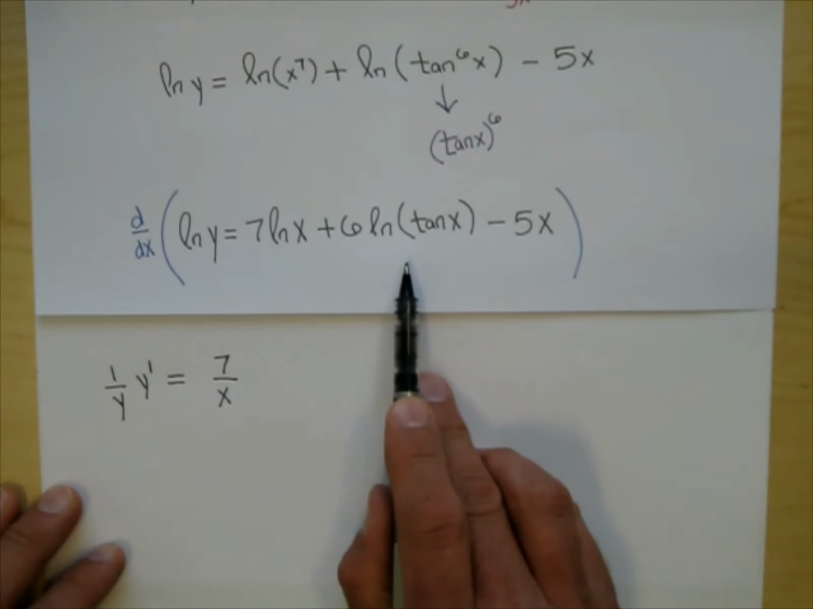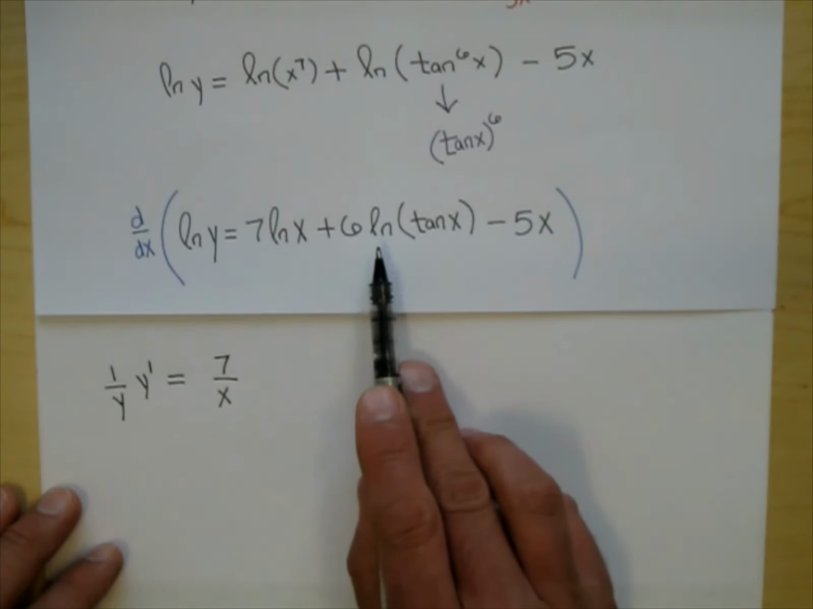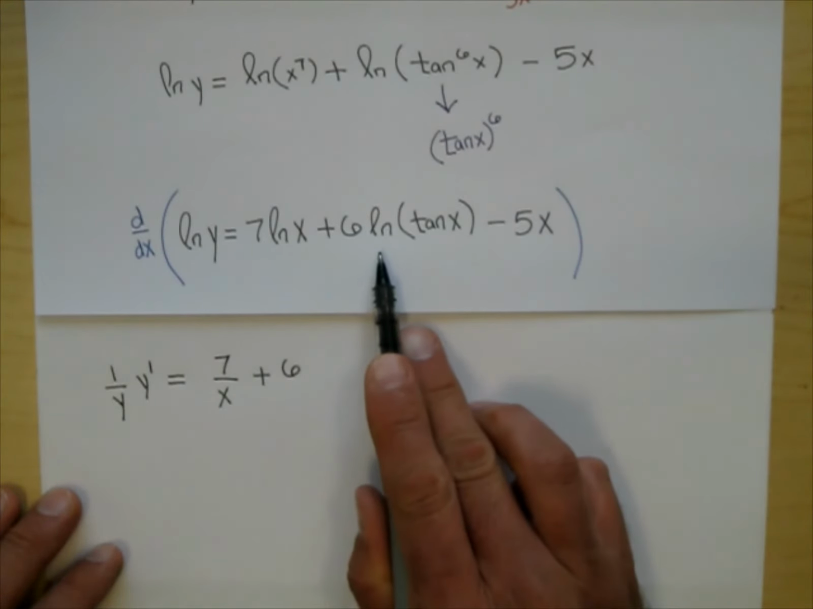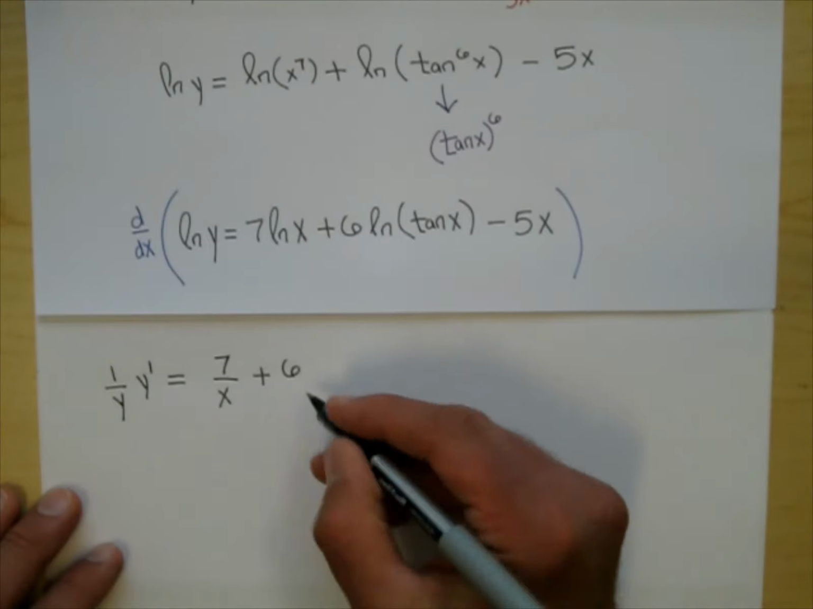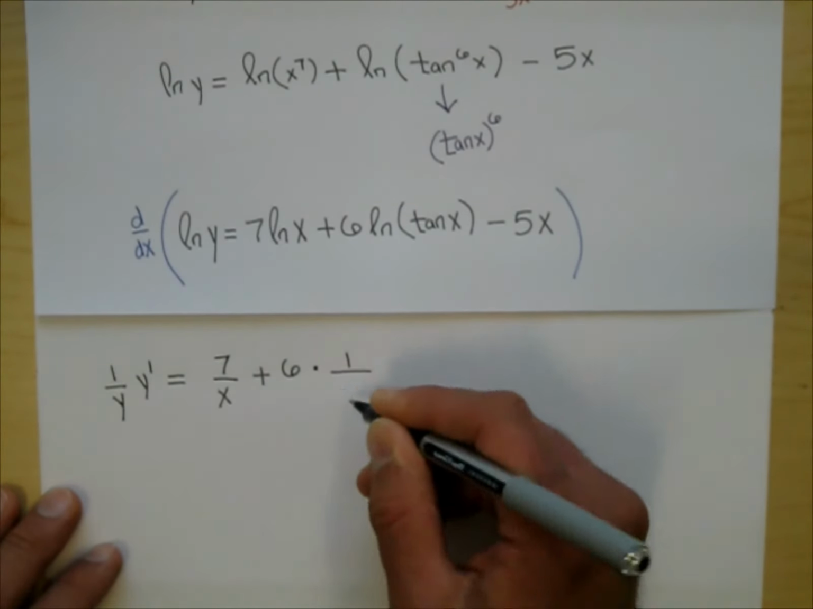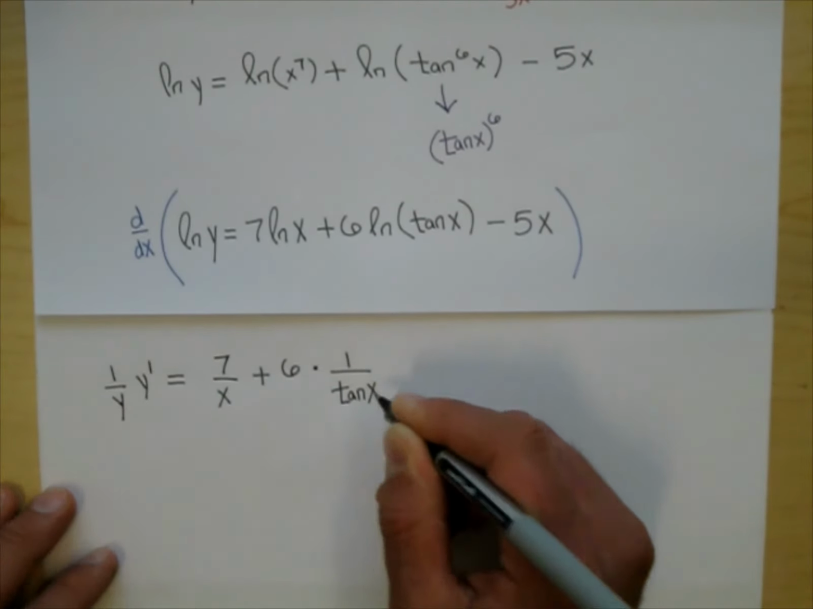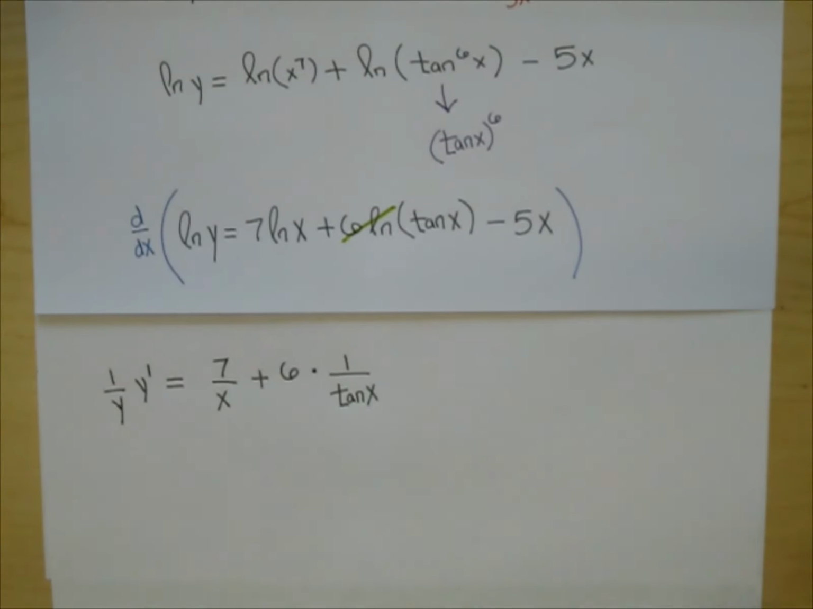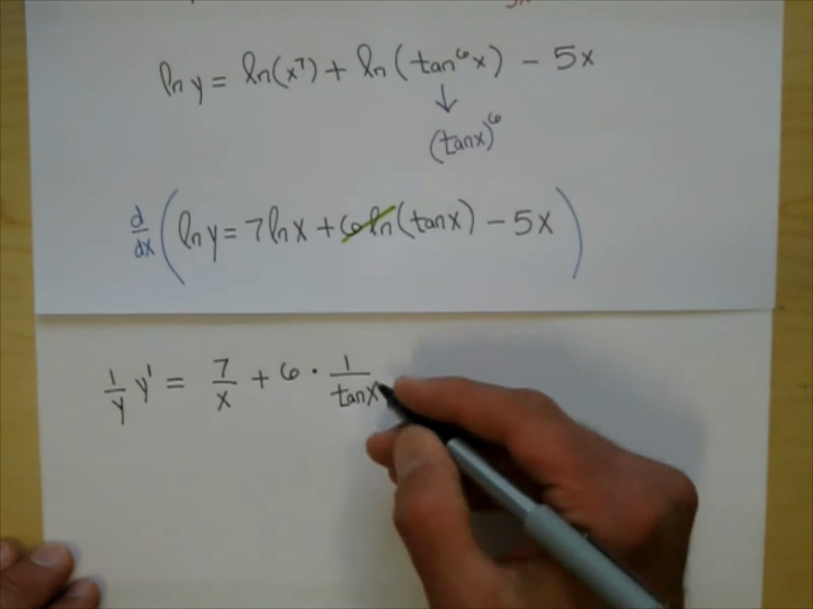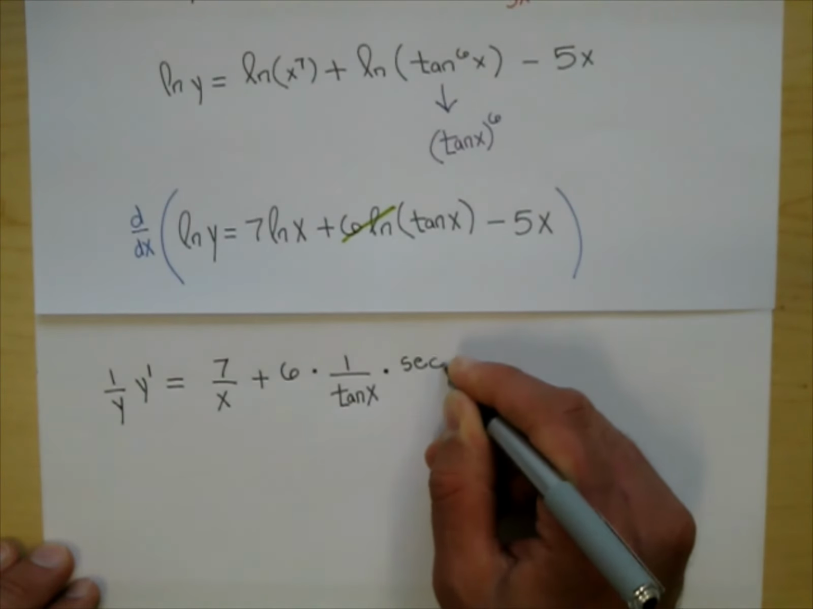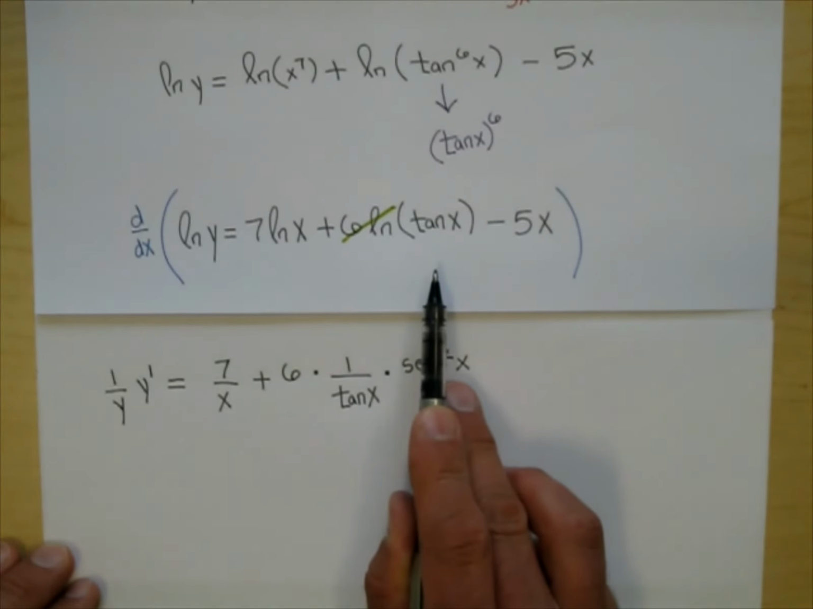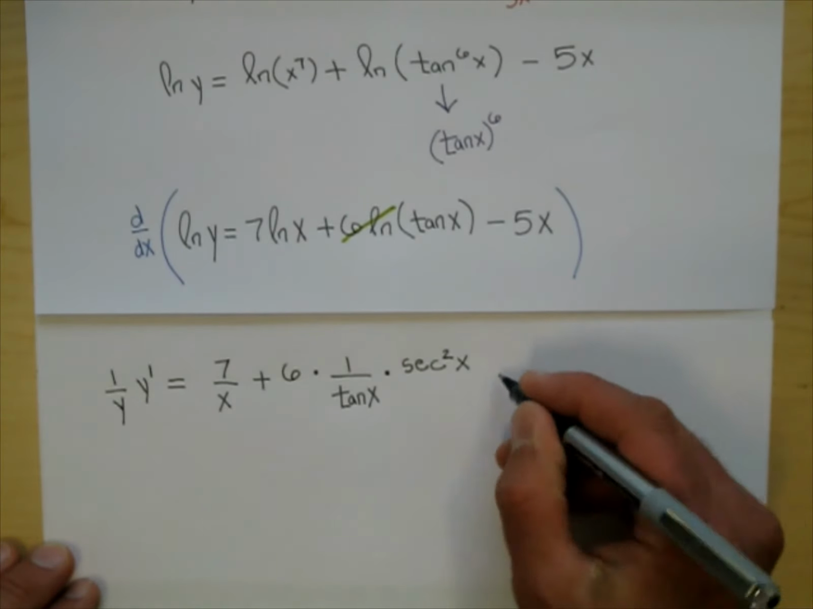This one's going to be the tough one right here. So this is 6 times the ln of something. So the derivative of 6 times the ln of something, I'm going to put the plus 6. Derivative of ln something is 1 over the something. So I'll go 6 times 1 over that something. Doing a little chain rule here, so now I have to do the derivative of the tangent x. The derivative of tangent x is secant squared. So that takes care of this whole term right here. We just did a little chain rule. And now the derivative of negative 5x is minus 5.